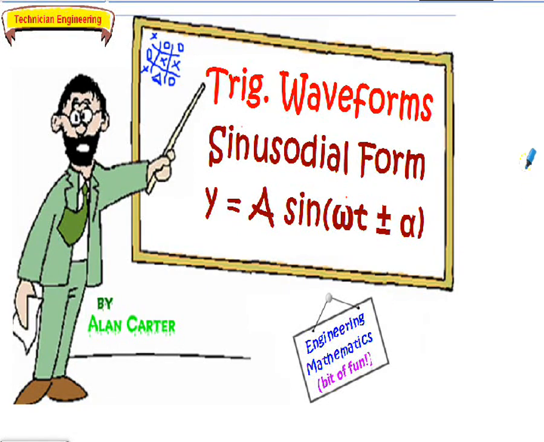Hello, and welcome to this presentation on trigonometric waveforms. We're going to specifically look at the sinusoidal form of y equals A times the sine of omega t plus or minus alpha.